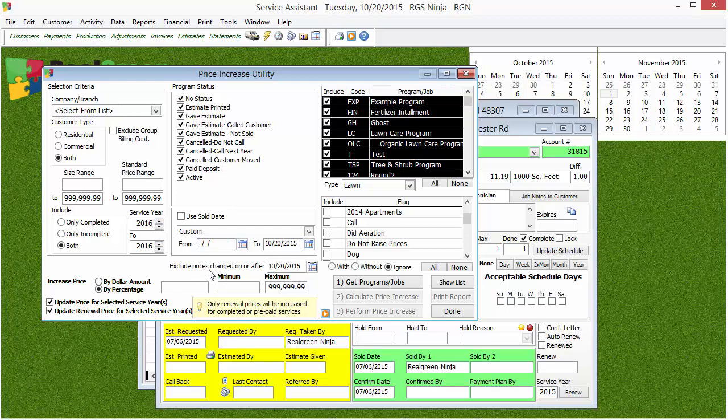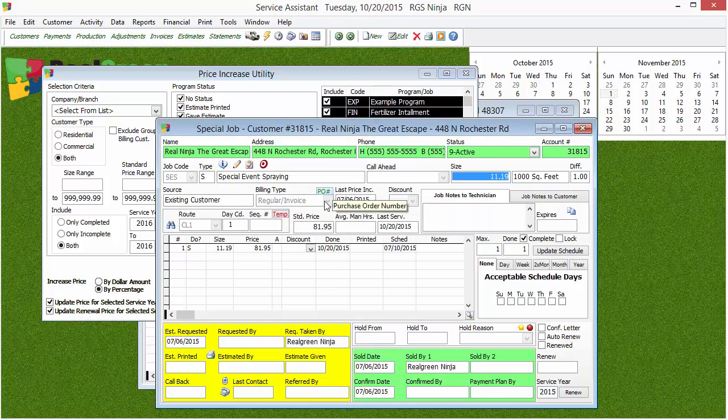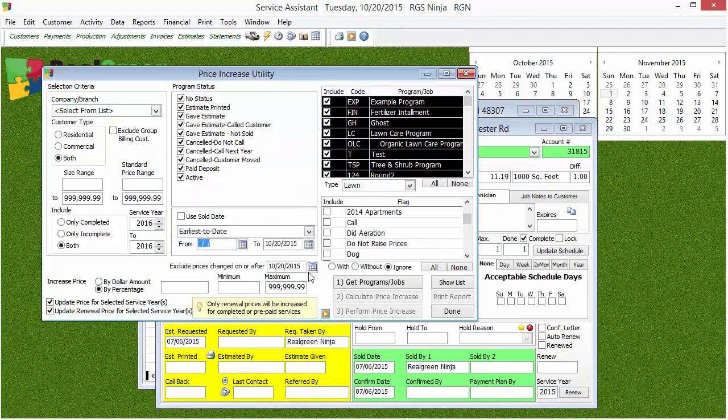Exclude price changes on or after 10/20/15. What it's talking about is this date here. All right, so if it's on this date or after this date, the last time they had the price increase, exclude those people. Again, most people just tend to do it for everyone, but like I said, that's one great thing about the software. It's very, very flexible, but you gotta pay attention.